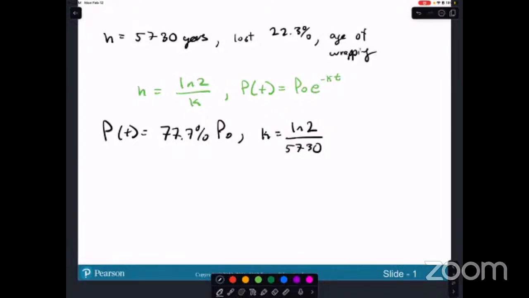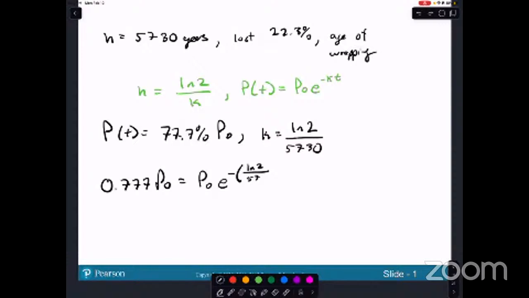So if we put all this together, we have 0.777 P naught equals, I'll basically replace P of T with that, P naught times E to the negative K, so natural log of 2 over this 5730, times T, right? So at this point, we can divide both sides by P naught, and we'll have 0.777 equals E to the negative natural log of 2 over the 5730 times T.